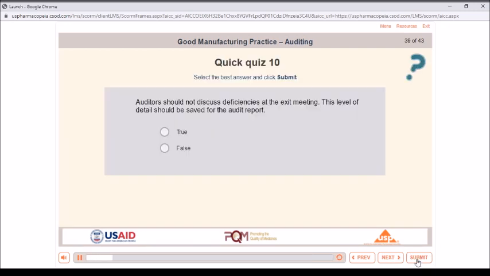Quick Quiz 10. Select the best answer and click Submit. Auditors should not discuss deficiencies at the exit meeting. This level of detail should be saved for the audit report. True, false.